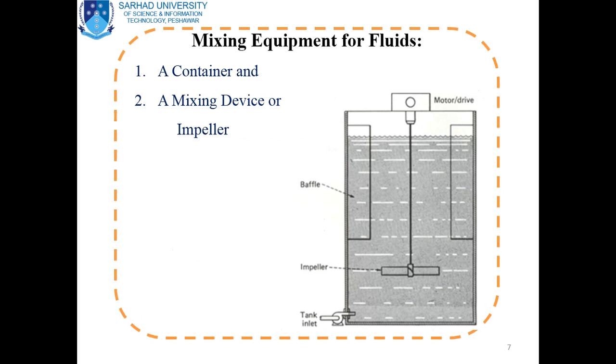Now in this part of the lecture we will discuss the basic concepts of mixing equipment for fluid. A number of equipments are used for fluid mixing, but the basic parts of the equipment comprise two parts. The first is the container and the second is the mixing device, also termed the impeller. You can see a block diagram on the screen with the impeller, the mixing device, in the middle, and a container or tank in which this impeller is placed, connected with the motor or drive at the central shaft.